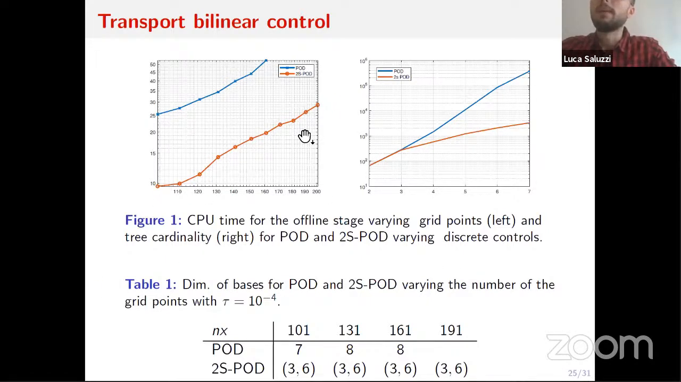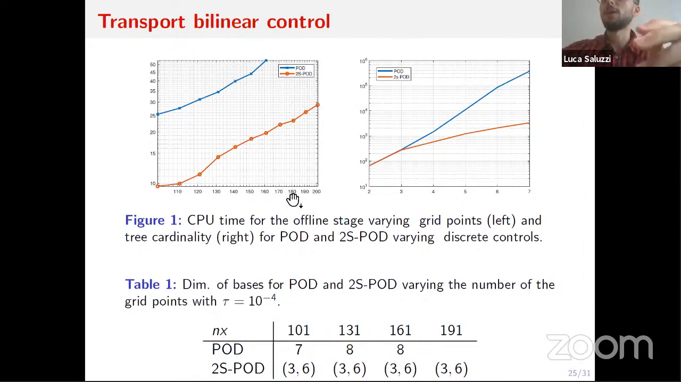Here I show the CPU time for POD and two-side POD. You see directly that there is a nice difference between the two. But the most important thing is that we had to stop with POD because after 160, if I remember well, the laptop could not store dimension 170 squared, so it was out of memory for MATLAB. While for two-side POD, we can go on and consider even larger numbers of grid points.